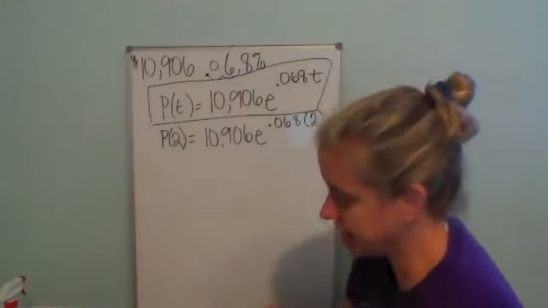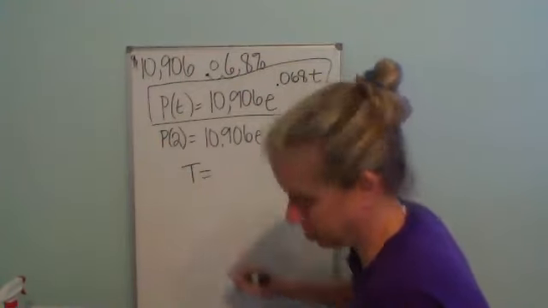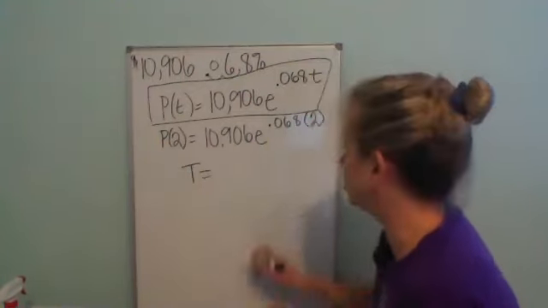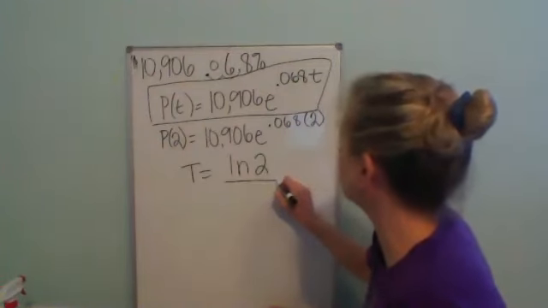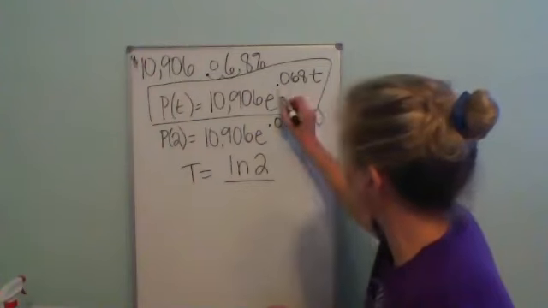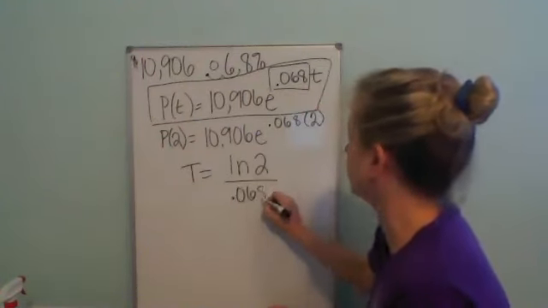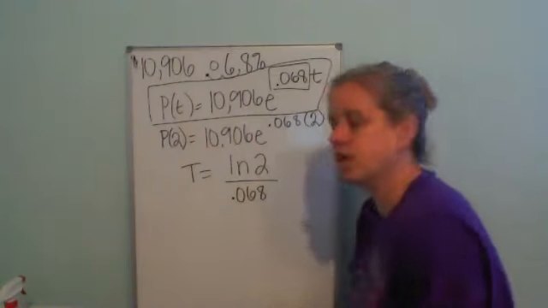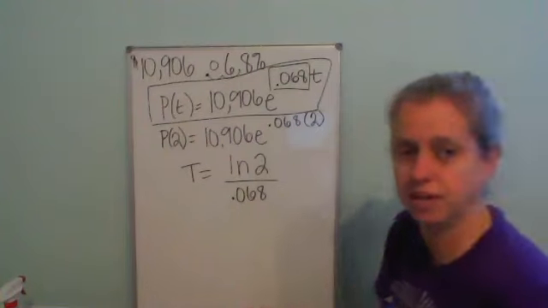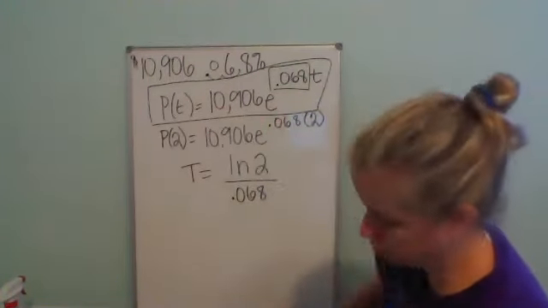Now, the doubling time, again, what is doubling time? So this is the C part of the question. Doubling time is always ln2 over your rate, which this right here is your rate, right? So 0.068. So let's see what the doubling time, how long would it take for you to double your money if you put in this amount and it was growing at 6.8%?